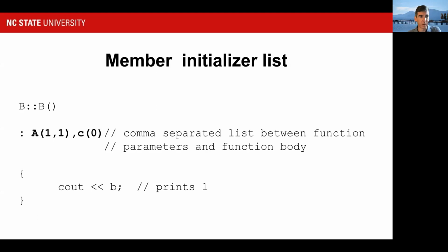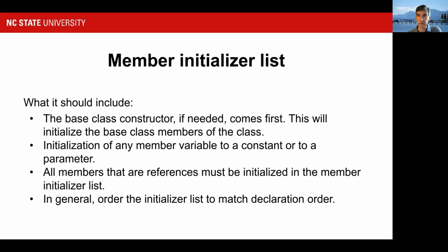Okay, and then once I get into the body of B, then I can do more elaborate operations like print out the value of B if I want to. Okay, so the member initializer list, what it should include: first, the base class constructor if needed. This will initialize base class members. Then the initialization of any other member variable within the derived class, to a constant or to some value passed in as a parameter.